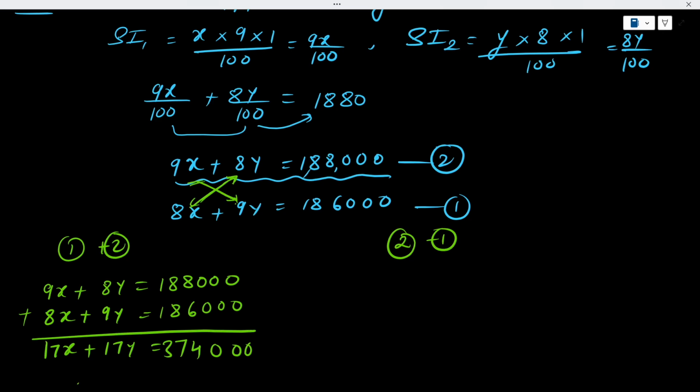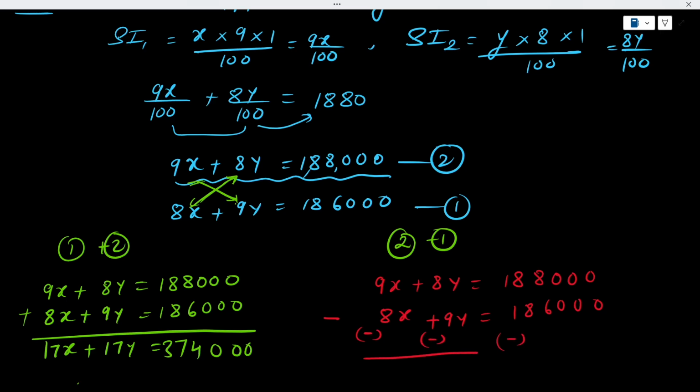Now subtract here. If I subtract, I can do here 2, 9x plus 8y is equal to 188,000, right? And then minus sign is common, 8x, then plus 9y. First write down the values as they are. Then you are going to add or subtract. Because it's a subtraction, the sign will change here, right? So what are you going to get here?